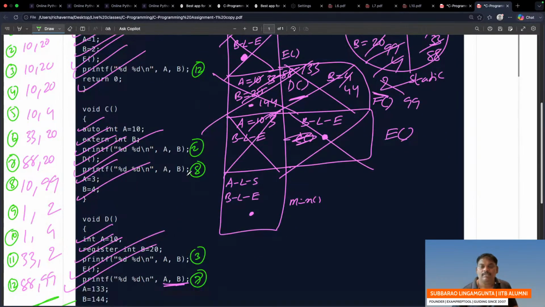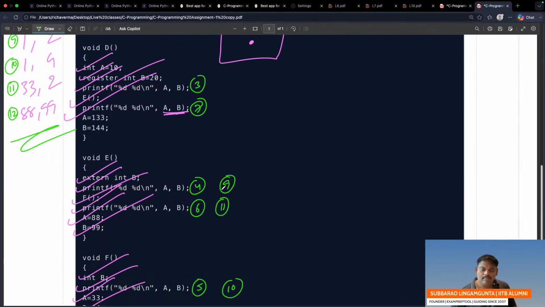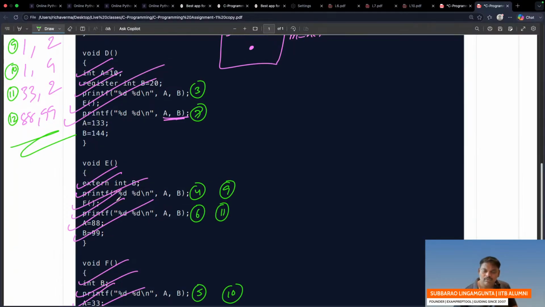Now someone is asking about the 9th one. Let's go to the 9th. Where is the 9th here? Now see, when you come to the 9th one, see here: extern int B. The 9th one. Be careful, everyone. Extern int B.